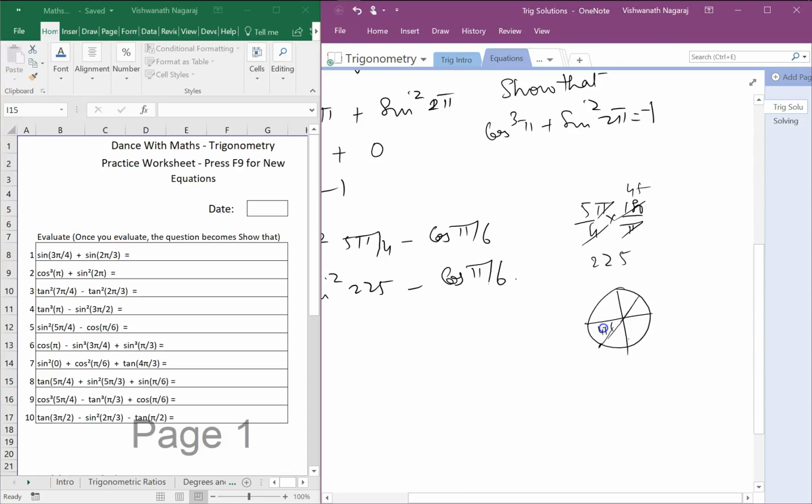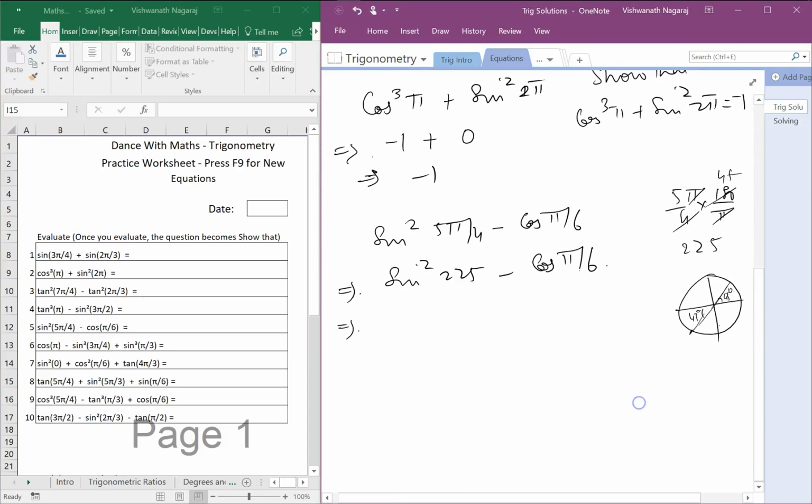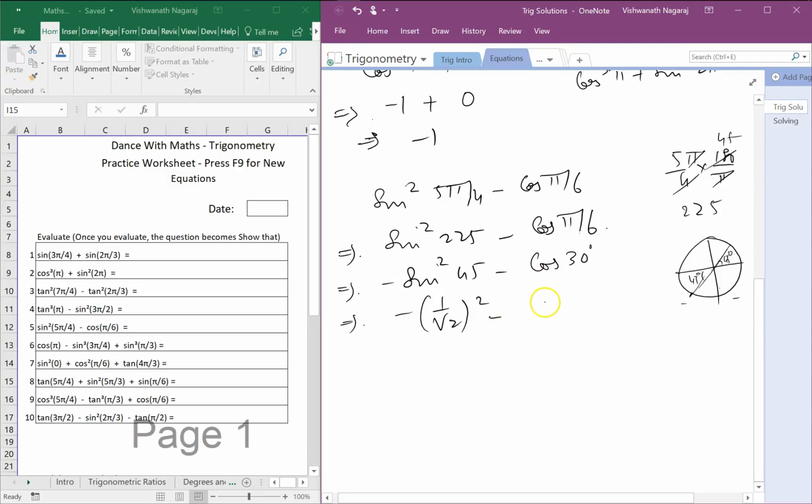Yes. So this is 45 degrees. So the reference angle is 45, and here it is negative. Sine is negative in both these two places. So minus sine square 45, minus, pi by 6 is 30, so cos 30. Now sine 45 is 1 by root 2, squared, minus cos 30, which is root 3 by 2. Okay, minus 1 by 2 minus root 3 by 2. So if you take the LCM, it comes to minus 1 minus root 3 over 2.